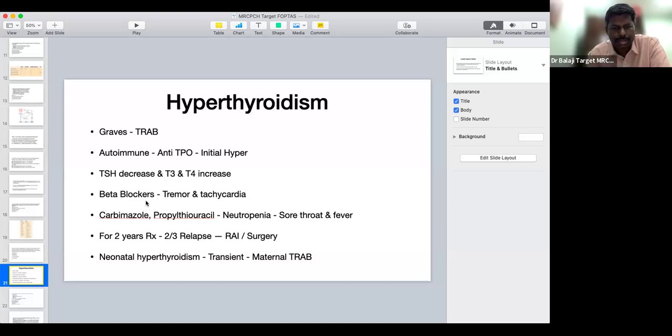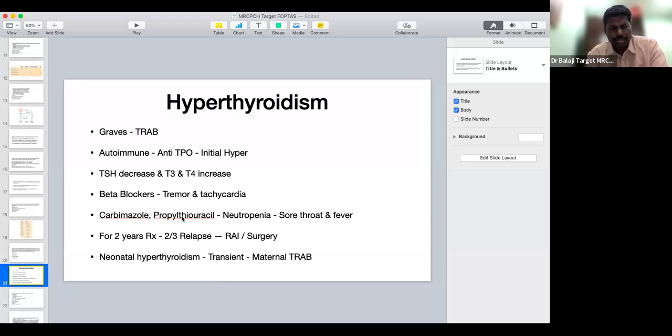So we give the beta blockers for that. And for the hyperthyroidism, we choose carbimazole and propylthiouracil. Usually, propylthiouracil is reserved only for pregnancy, mostly because of the risk of teratogenicity with carbimazole. So, carbimazole is the choice for hyperthyroidism.